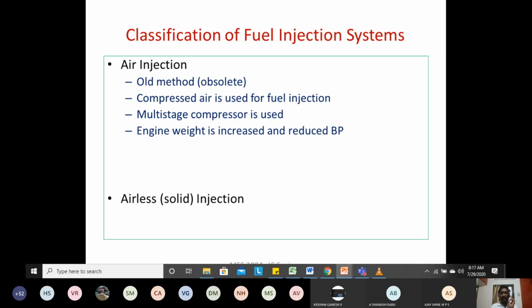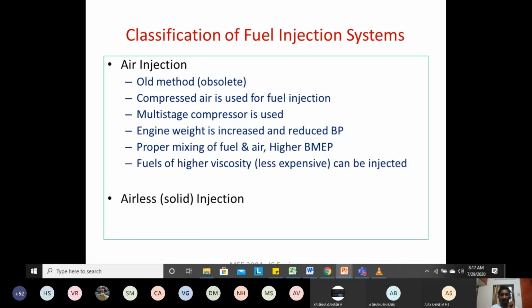So the power output is going to be less, and engine size and weight is going to be more. And since we have the advantage of the air injection system, since air and fuel are compressed and added, better mixing of the fuel and air is possible. And since there is better mixing of the air-fuel mixture, the mean effective pressure is going to be higher. So this is the advantage.